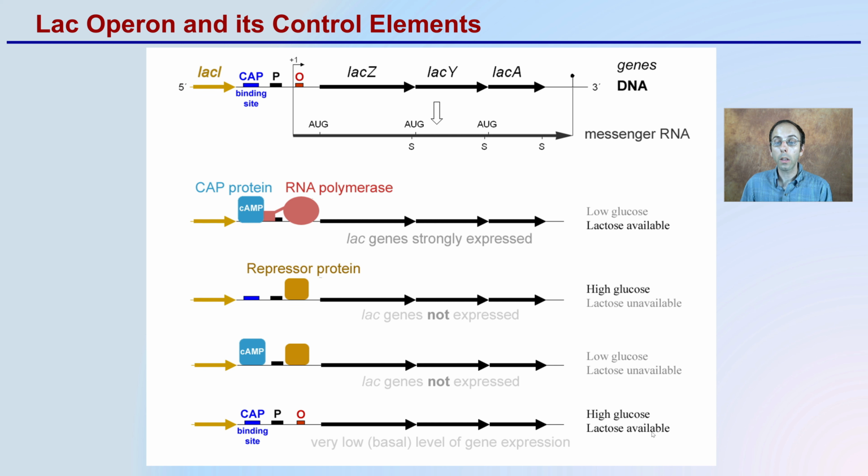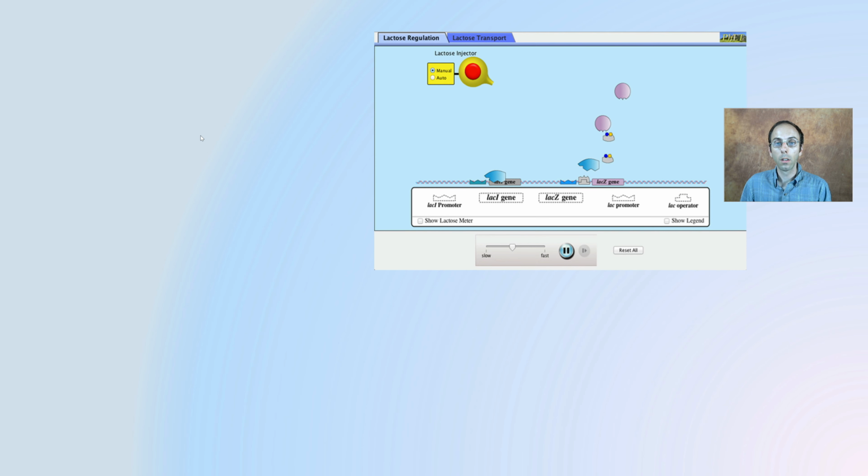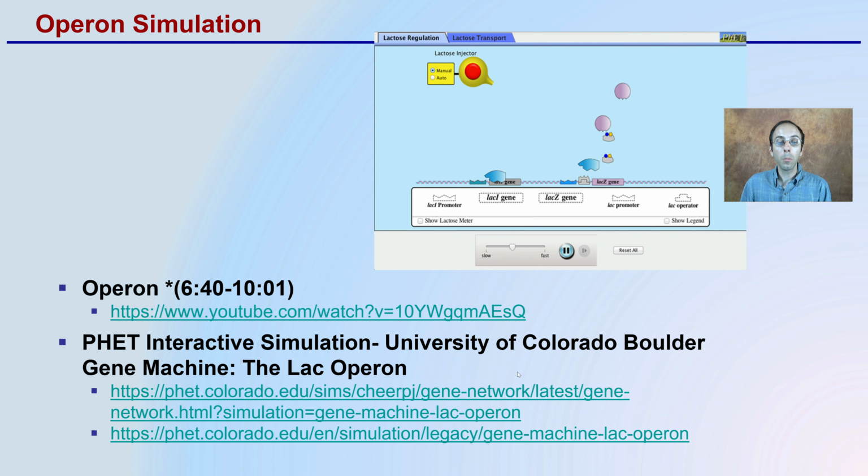Here we have high glucose and lactose being available, so there will be some, we call it low basal level gene expression, because as I mentioned, glucose is preferred. But in the case where we have low glucose and lactose being available, this is going to be strongly expressed. This is simply the bacteria cell producing the genes that ultimately will produce the proteins that are most efficient for its current conditions. Now this is that Operon simulation. I give you a link to it right here. Another video you could take a look at, but I'm going to go through the simulation now so you get an idea of exactly how this works.